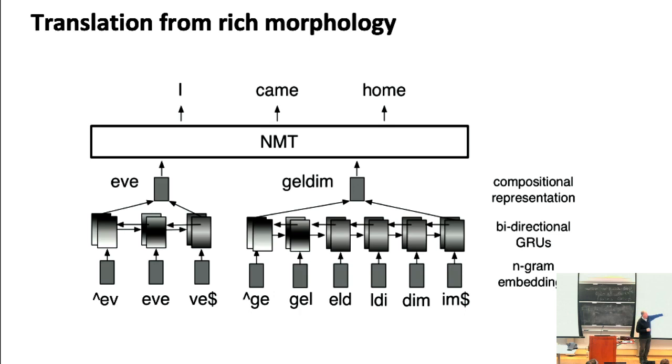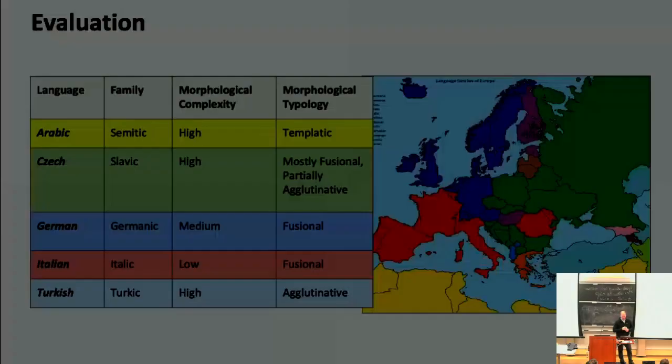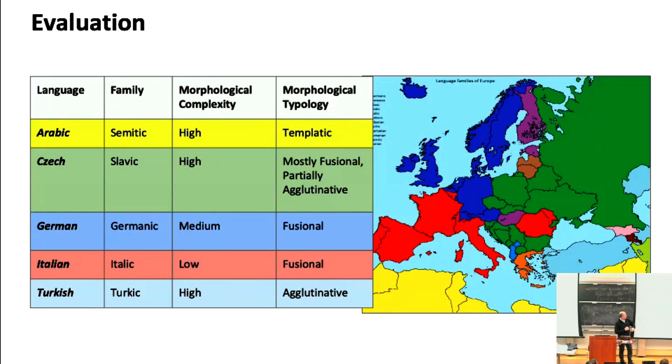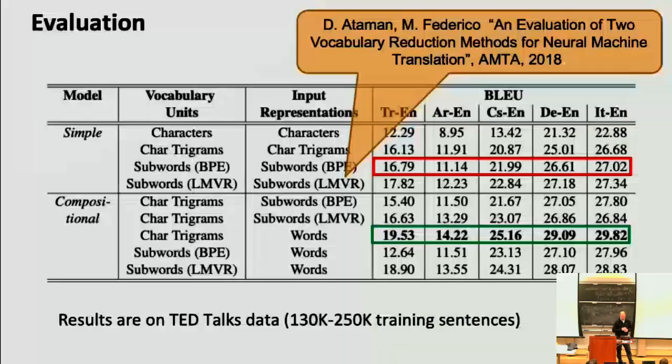So we evaluated this approach over several languages, which show different types of morphology. So templatic for Arabic, fusional, partially agglutinative for Czech, fusional for German and Italian, and agglutinative for Turkish. So to have a variety of languages. And we ran experiments in a low resource setting. So TED Talks, which give between 130,000 and 250,000 parallel sentences per direction.